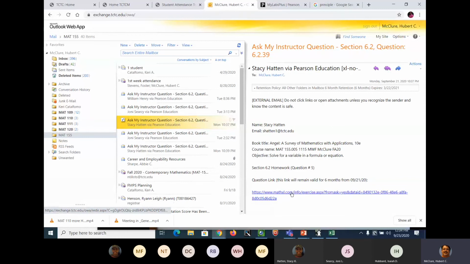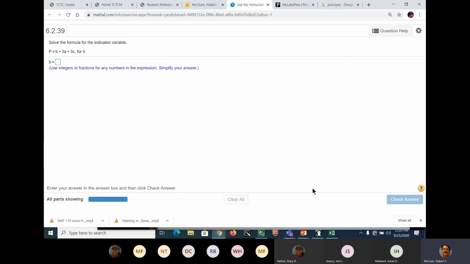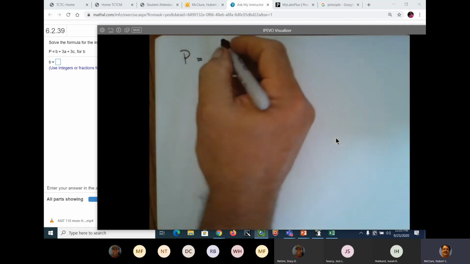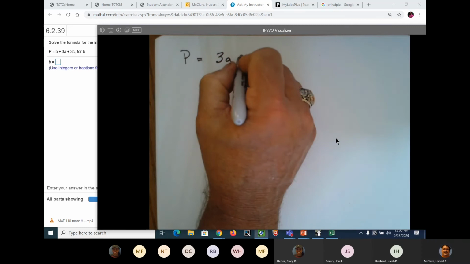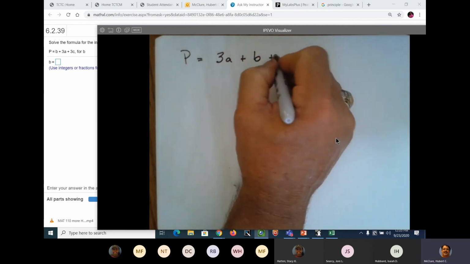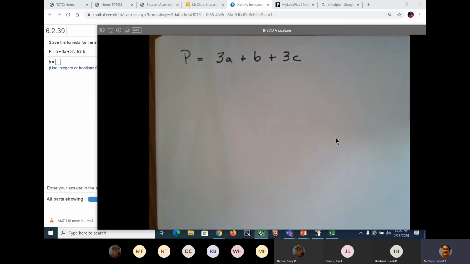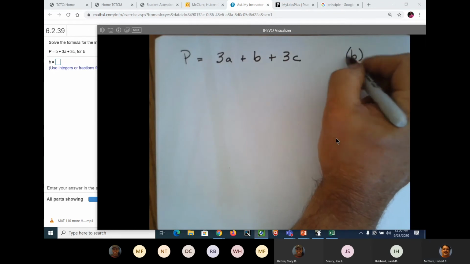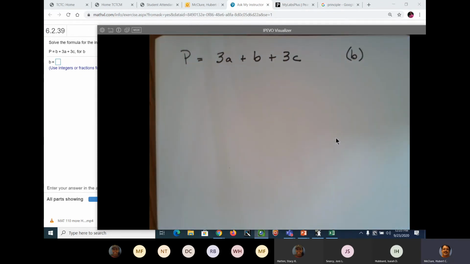6.239/5. Okay, no fraction. Now this is one I would give you on a test because it's mostly variables. Okay, so P is equal to, I'm going to turn it around, 3a plus b plus 3c. And since I don't have any fractions or decimals, I can go ahead and I'm solving for b. That's what I'm solving for. So I'm going to highlight b.